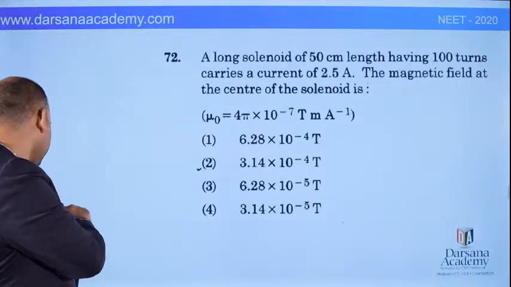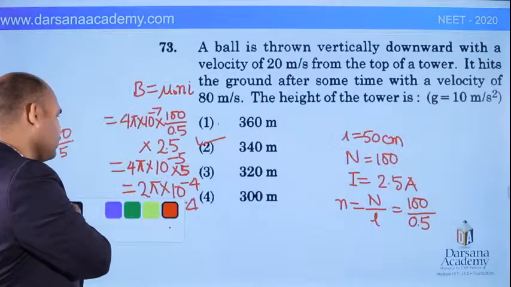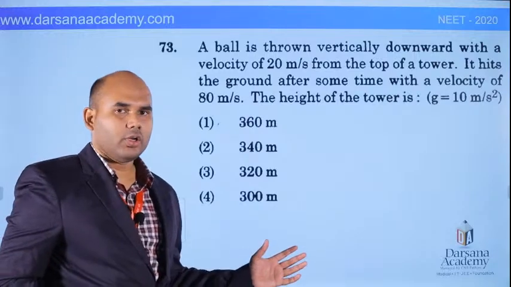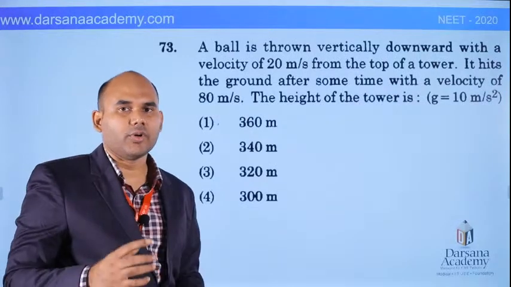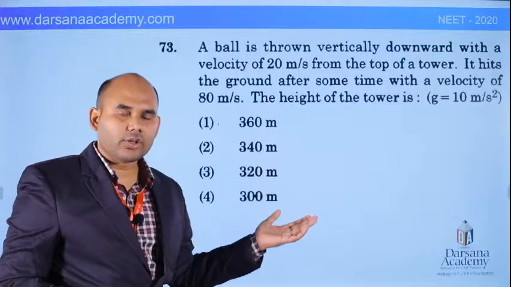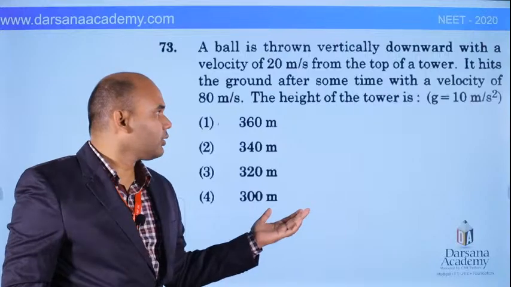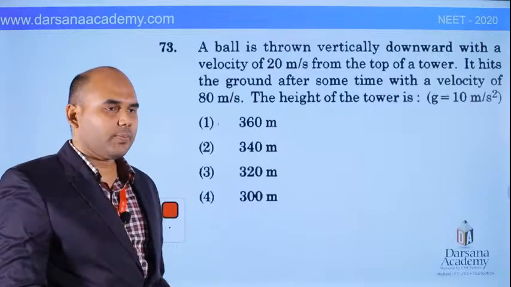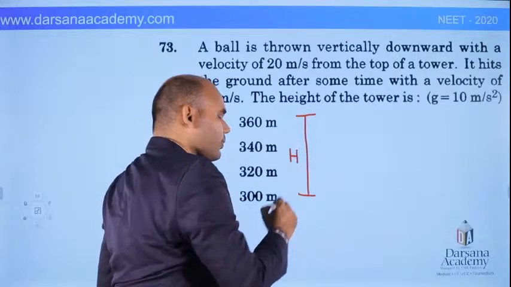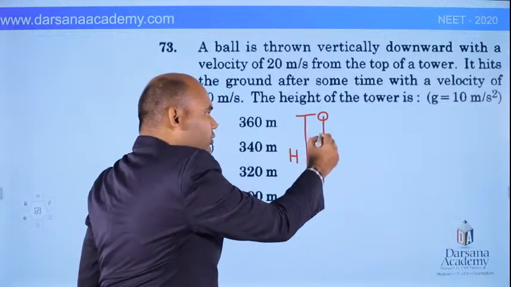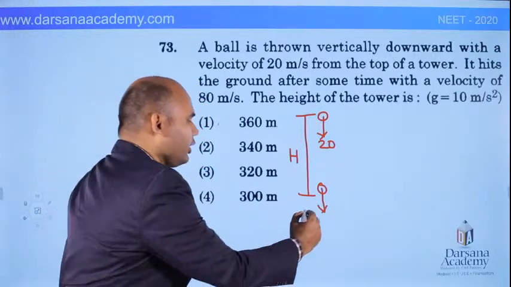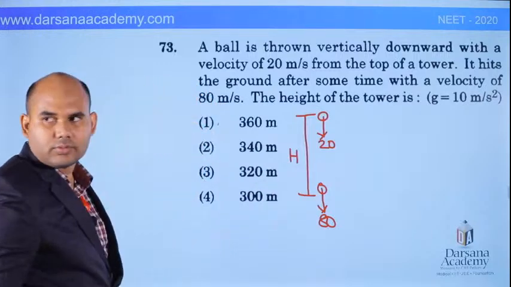So next problem. It is a simple problem of kinematics. It is given a ball is thrown from the top of a tower with velocity 20 meter per second downward, and when it reaches the ground, velocity is 80 meter per second. You have to find the height of the tower. So simple problem. Let us suppose this is a tower of height h. Here the velocity of the ball is 20 meter per second and here it is 80 meter per second. You have to find this h.